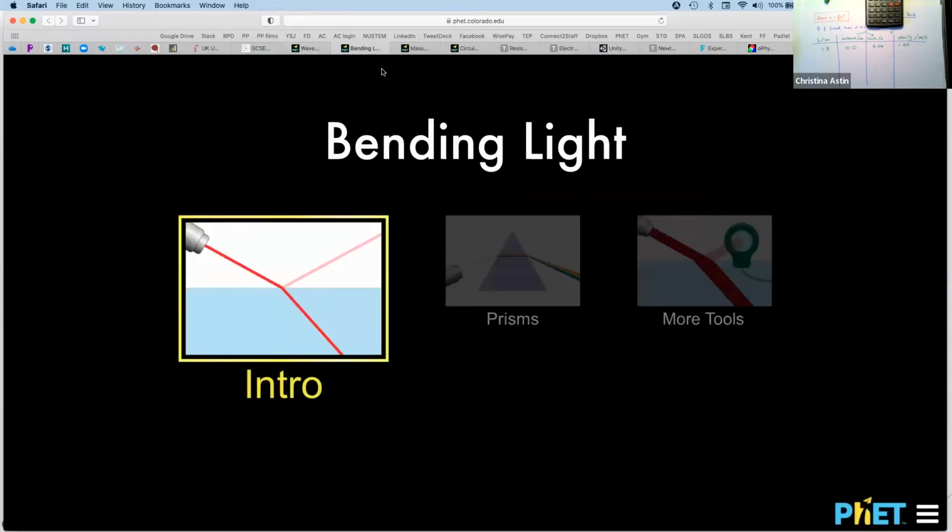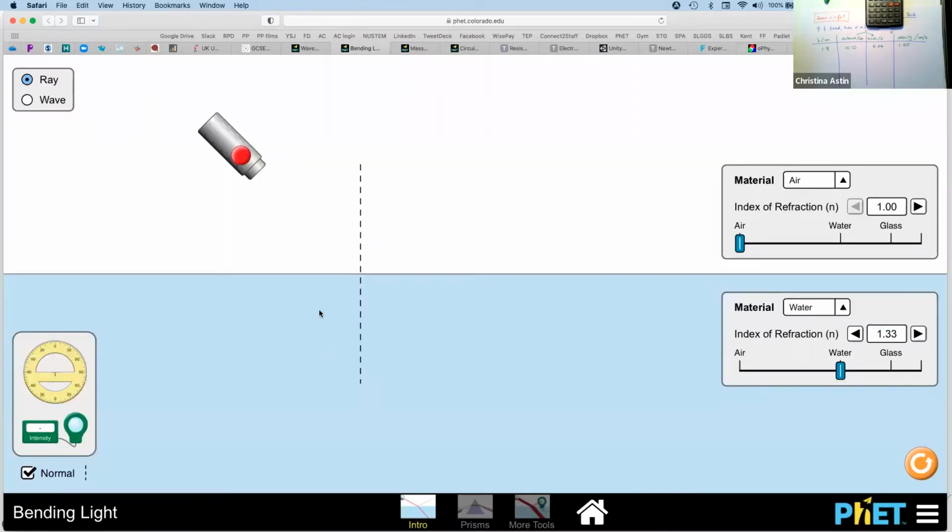And the next one we're going to go on to is refraction. Okay, refraction of light. And let's just go straight into the intro here. Okay, so if you've played with this sim before, you'll know what to do. We switch the laser beam on and it refracts as it goes into a more dense medium. In this case, it's going from air into water.